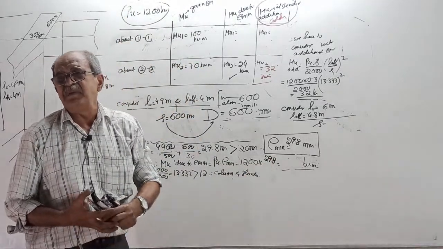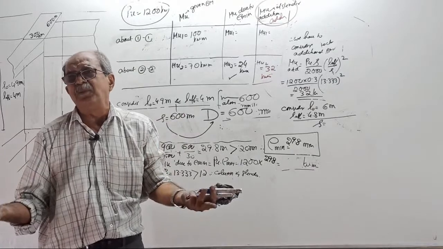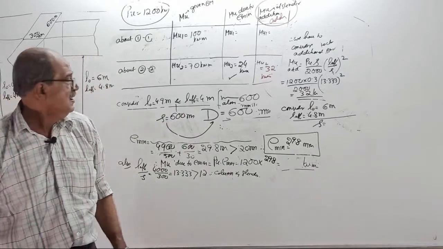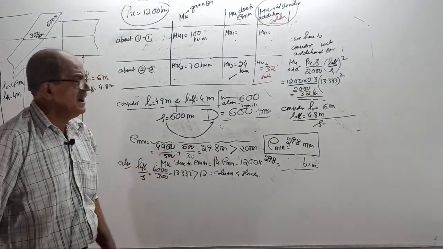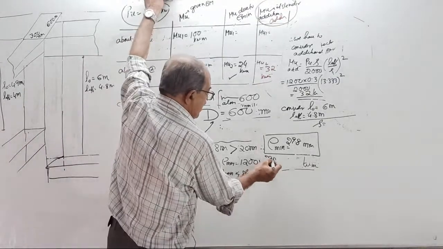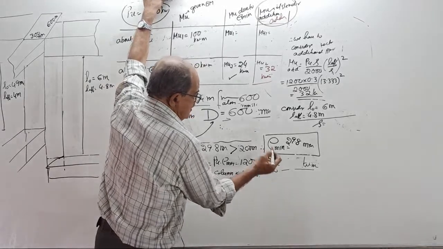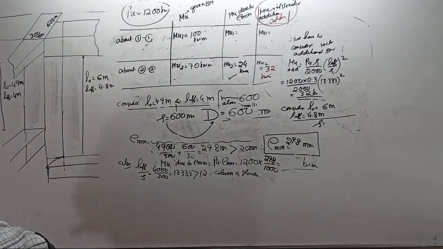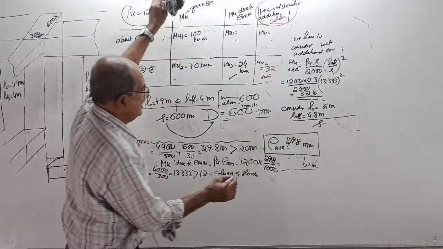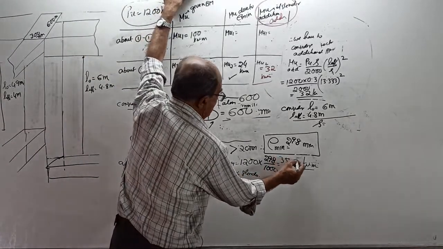Actually, practically remember, eta will take care of all these things. How much is the answer? 1200 into 29.8 by 1000. Answer 35.67. Okay, 35.67. And one more thing.